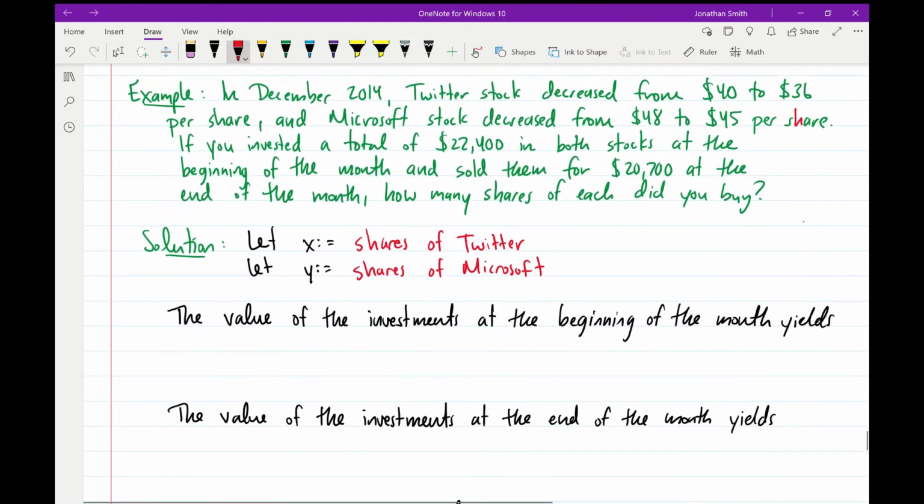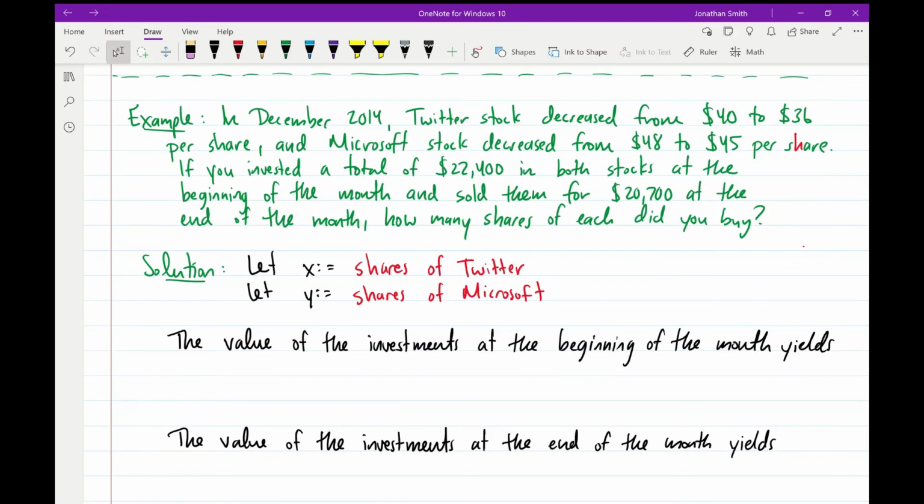Okay, so we can use the value of our investments at the beginning of the month to get one linear equation, and then we're going to use the value of our investments at the end of the month to get a different linear equation. So I know at the beginning of the month, if I take all of my Twitter shares and I take my Microsoft shares and I add their value together, I'm going to get $22,400 at the beginning of December.